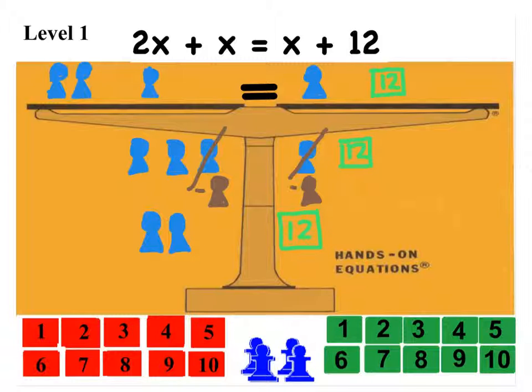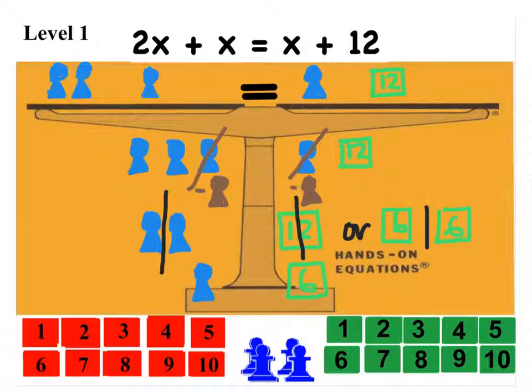If I want to know what 1x represents, I can divide one side into 2 equal pieces, and I can divide the other side into 2 equal pieces. So what I'm going to get for my final answer is x equals 6, because one x is equal to 6, so x equals 6.